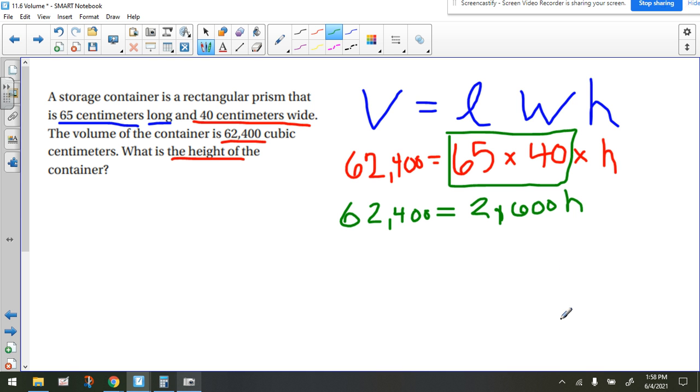All right, so now we're talking about just a regular algebra problem. How do we solve this? We apply our inverse operations. What's the opposite of multiplying a variable by 2,600? It's to divide both sides by 2,600.